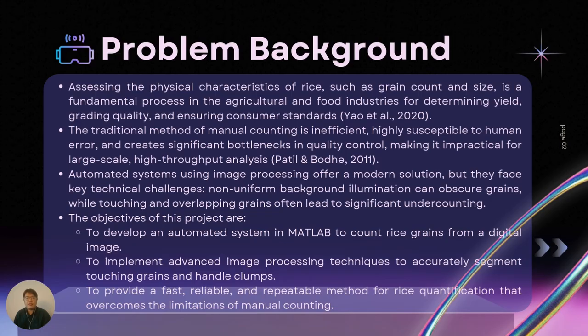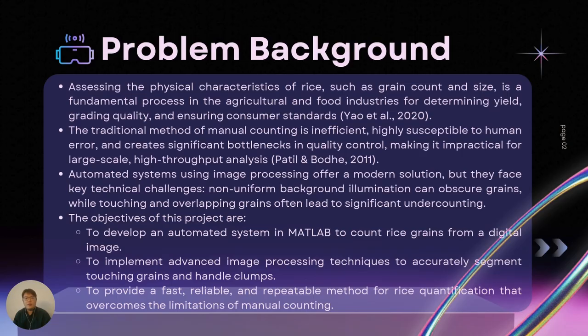Assessing the physical characteristics of rice, such as grain count and size, is a fundamental process in the agriculture and food industry for determining yields, grading quality, and ensuring consumer standards. The traditional method of manual counting is inefficient, highly susceptible to human error, and creates significant bottlenecks in quality control, making it impractical for large-scale, high-throughput analysis.